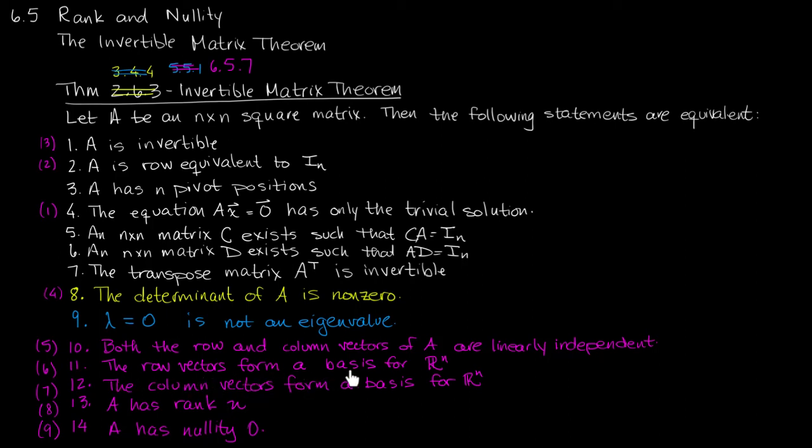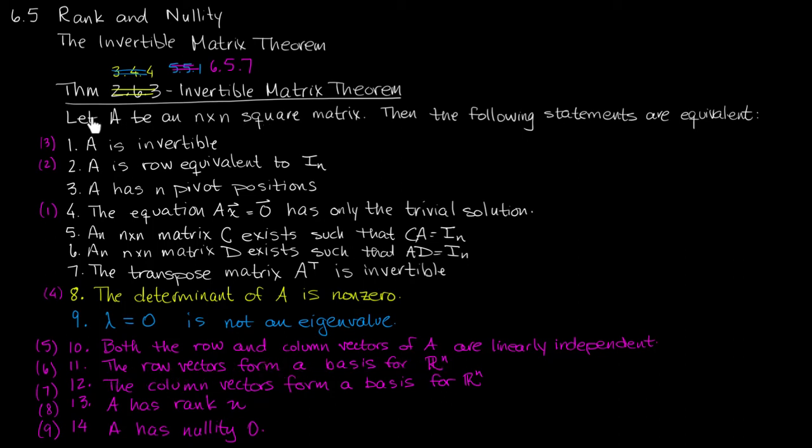The row vectors form a basis for Rn. The column vectors form a basis for Rn. A has rank n and A has nullity 0. Now remember that just saying that A is an n by n square matrix does not make this statement true necessarily. Just knowing that A is a square matrix does not necessarily make this statement true.